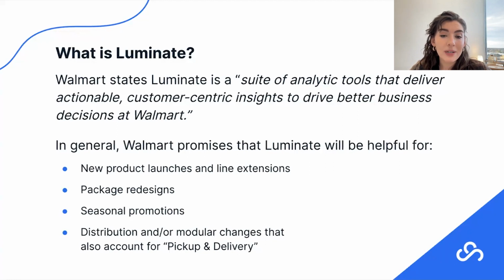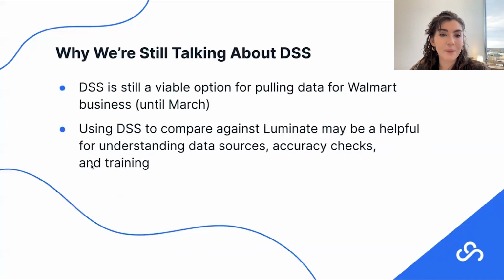So what Walmart has promised Luminate's going to be helpful for in the future is new product launches and line extensions, package redesigns, seasonal promotions, distribution or module changes that can also account for pickup and delivery. So it seems like it's going to have a breadth of information. It's supposed to be easier to use than DSS. So we'll get into what those features look like now.